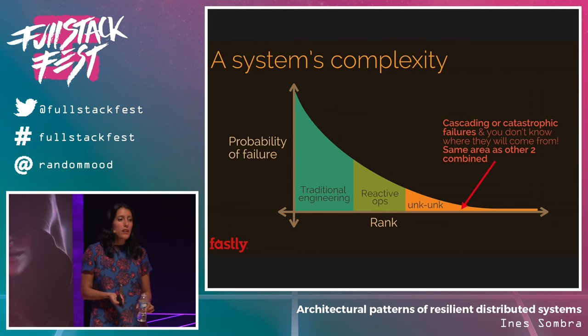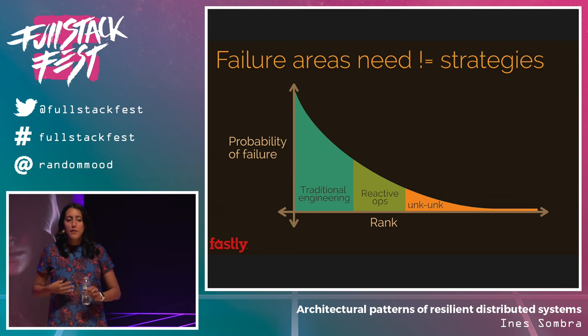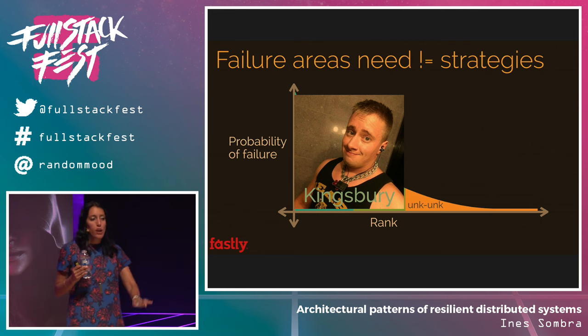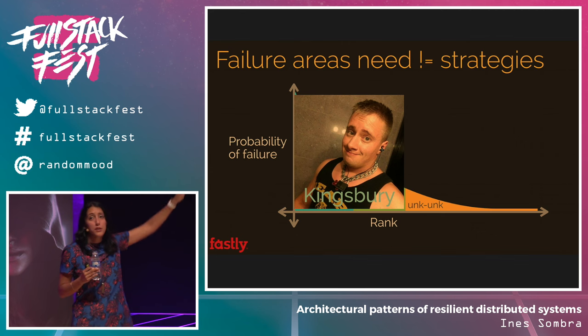So what Paul also tells us is that there are different failure areas, and we need different strategies and different approaches to deal with them. I don't know how many of you are familiar with the work that Kyle Kingsbury has done to prove the correctness of databases, but for Paul, anything that Kyle has done to prove how distributed systems work deals with things that attack the first two areas.